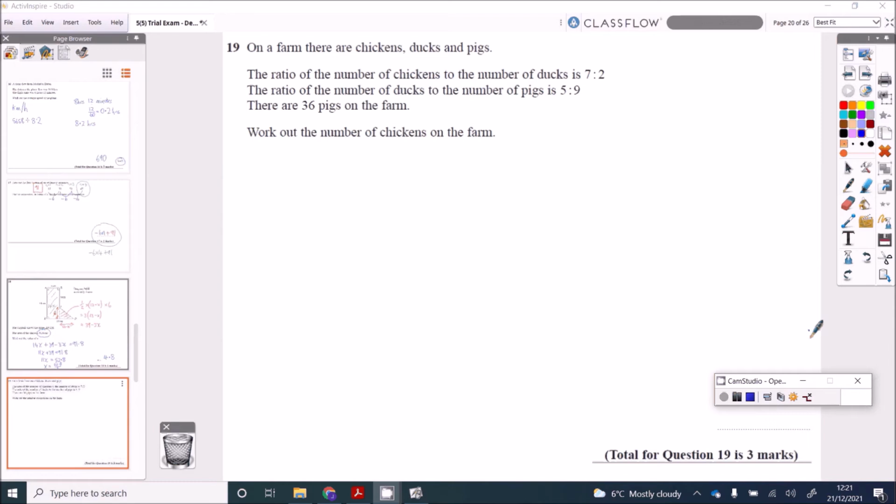Question 19. I thought this was another tricky question. So anyway, let's just go and write down all our ratios and have a think. So we've got chicken, ducks, and pigs. Now we're told first of all that the ratio of chickens to ducks is 7 to 2.